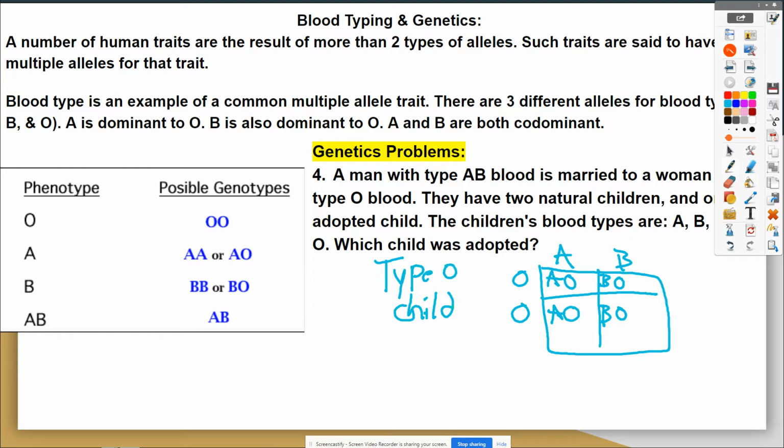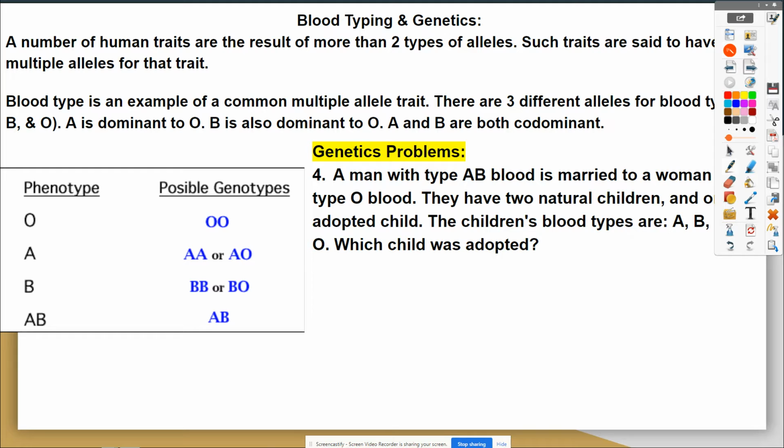So I don't tell you to go home and do that anymore. But if you would like to, you can ask your parents their blood types, do the Punnett square, and see if you can figure out what possible blood types you could have. But I don't require it anymore.